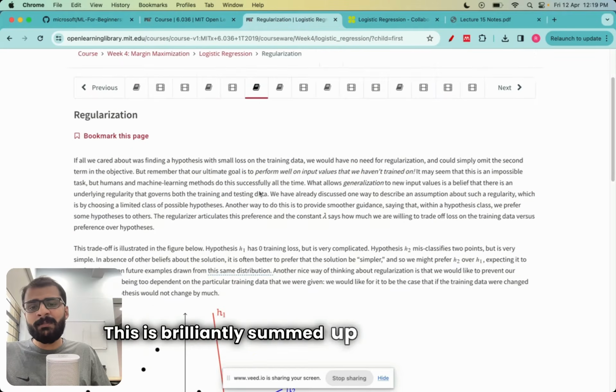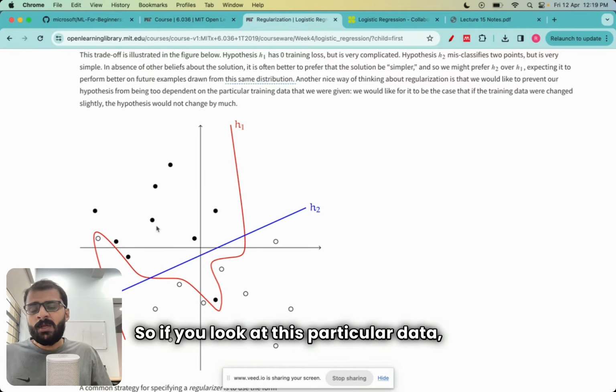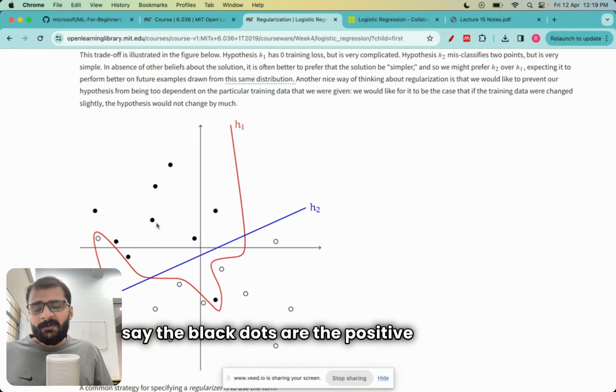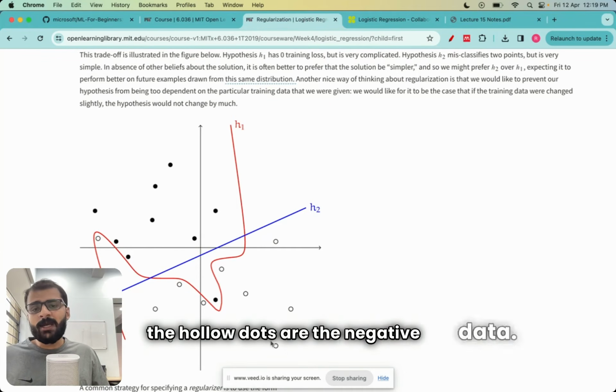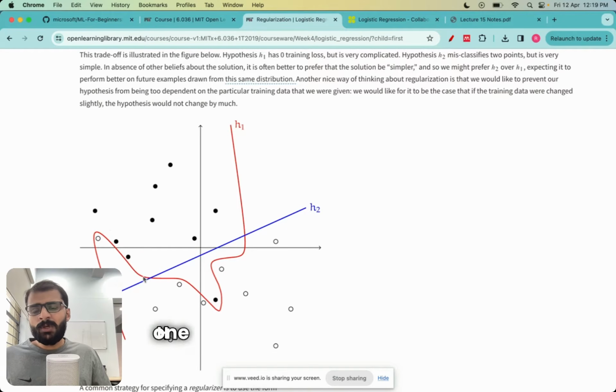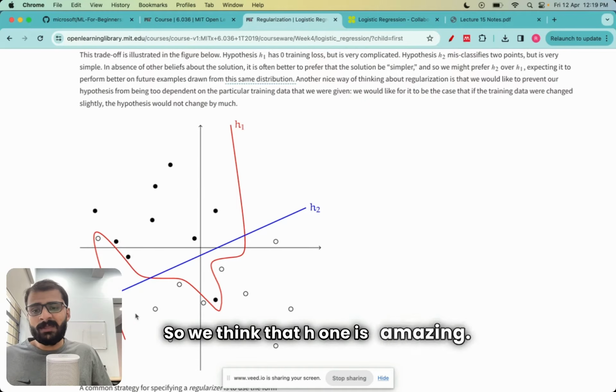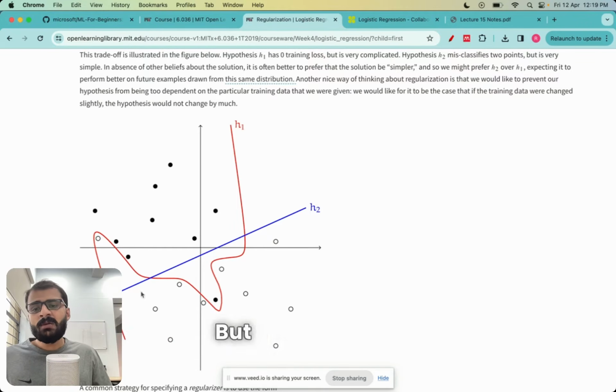This is brilliantly summed up in this MIT visual. If you look at this particular data, let's say the black dots are the positive data and the hollow dots are the negative data. Let us compare two hypotheses, H1 and H2 here. Look at H1. H1 perfectly goes through all the points and it separates the positive, the black points, from the hollow points, right? So we think that H1 is amazing. It makes no mistakes on the training data. But look at H2. H2 also does well, but H2 makes one mistake over here. This black data point it will classify as negative data, so it makes one mistake.